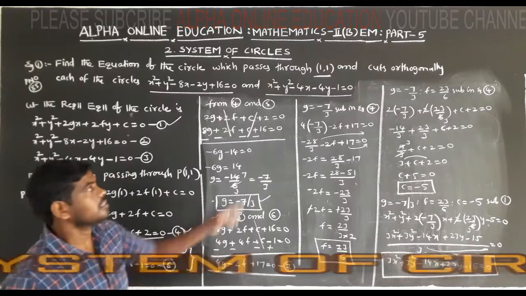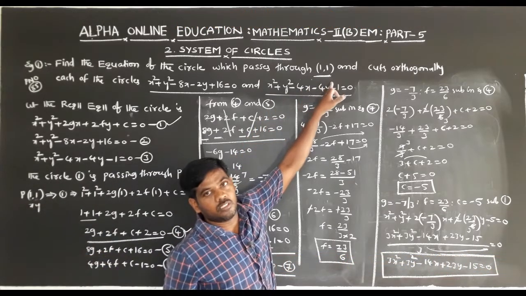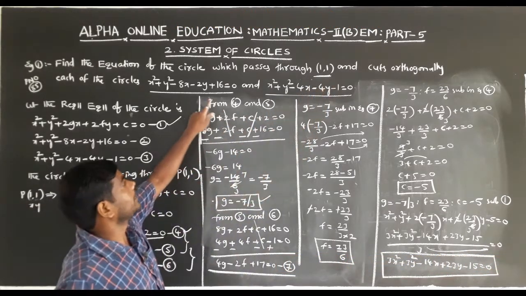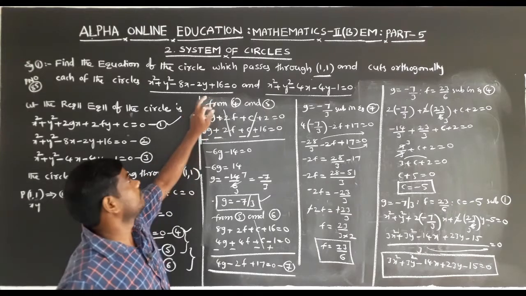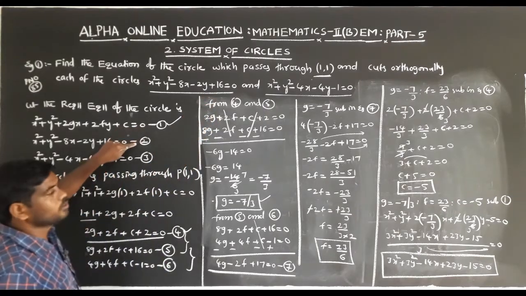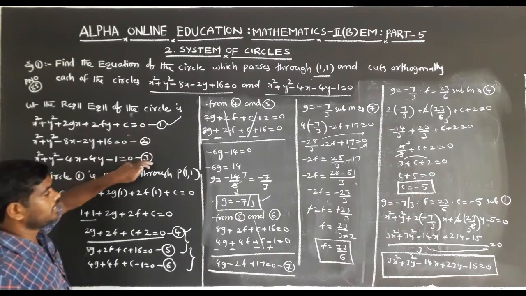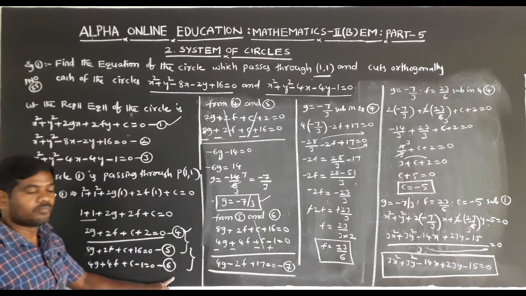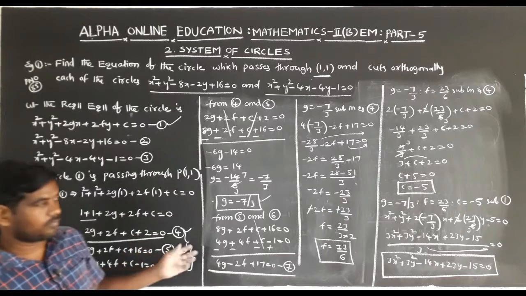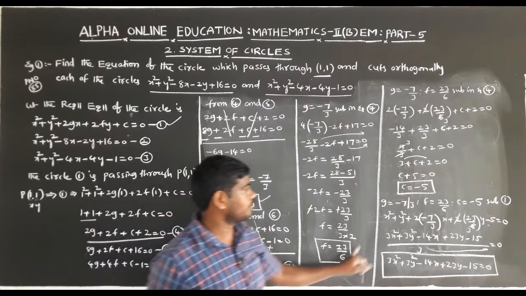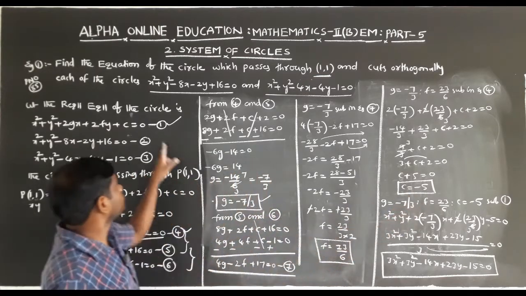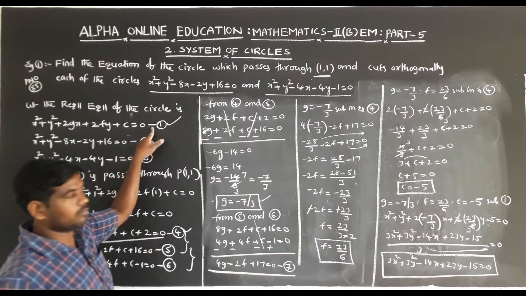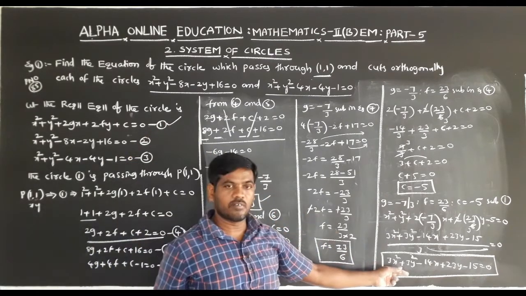First of all, substitute 1, 1. Again, equating orthogonality of the circles 1 and 2, and 1 and 3. Solving equations 4, 5, 6 for the values g, f and c. The g, f, c values are substituted in equation number 1. This is the required equation.